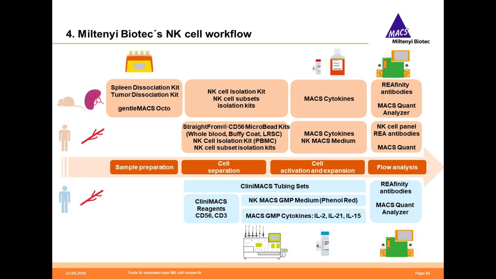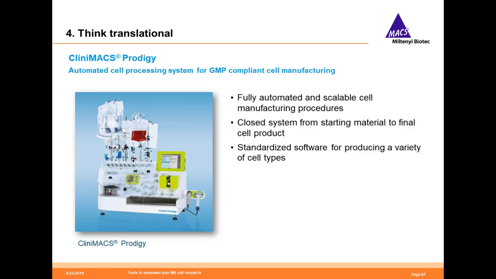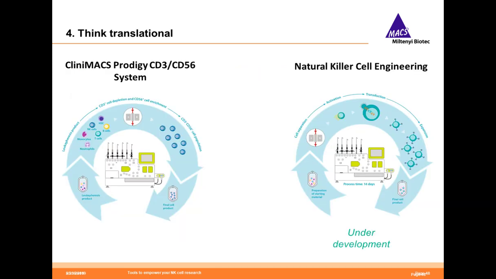I'm not going into too much detail, but I do want to introduce our platform for this. This is the CliniMACS Prodigy. It's an automated cell processing system for GMP compliant cell manufacturing. It allows you to not only isolate cells, but to culture or to do transduction, and you can start from the beginning using one single-use tubing set in a closed system, with an interface that allows you to program it to do different things.